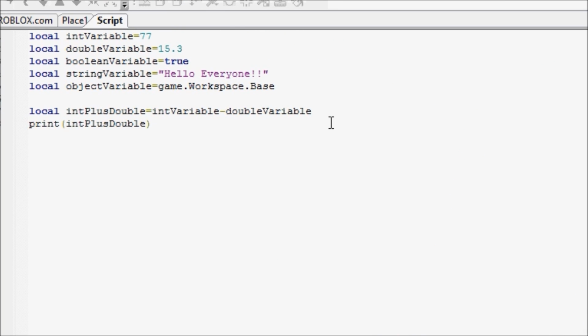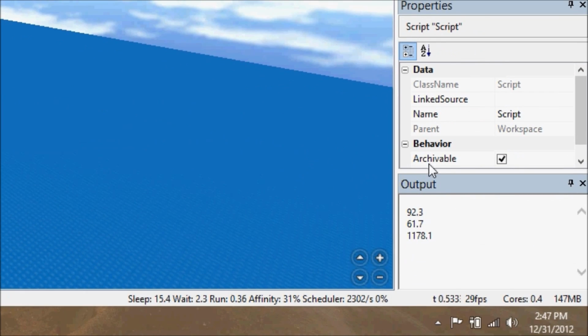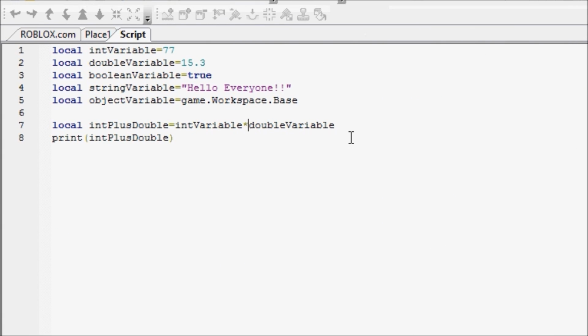Now, multiplication. Would you put an X? No, you wouldn't. You'd put an asterisk, which in most computer programming is multiplication, except in math where they use an X for basic grade level math. So if we go back to place one again, we reset, and we click play, we'll see the multiplication. I didn't try to figure that one out because that'd be a really tough problem. But there it is. Apparently, it equals 1178.1.